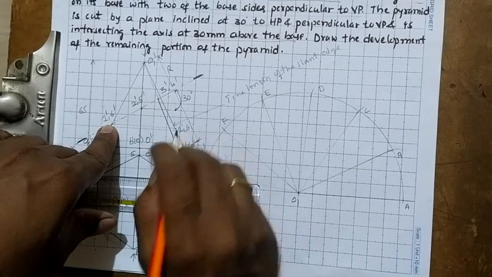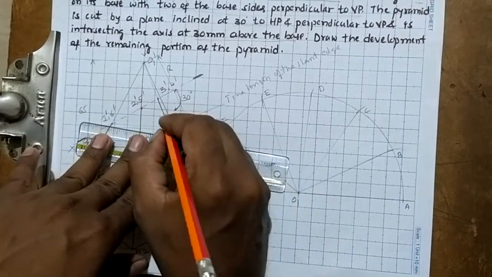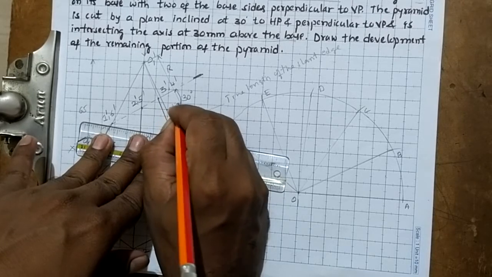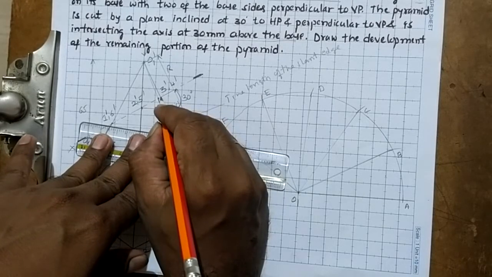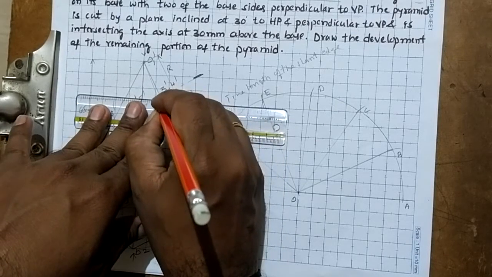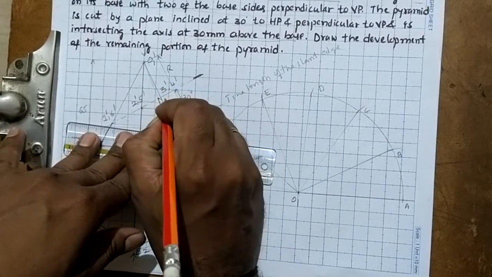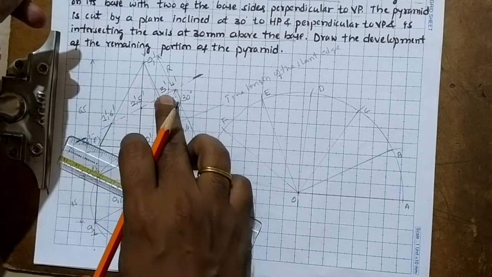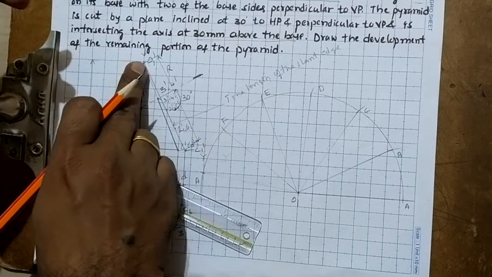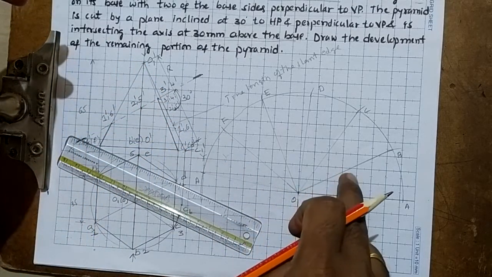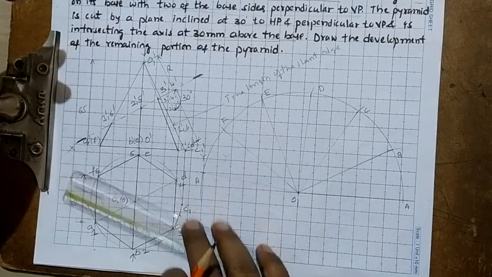Okay, these two points, then you transfer here. Then these points are 2 1 dash and 5 1 dash, and 3 1 dash and 4 1 dash. Okay, all these section points, measured on the true length of the slant edge, are marked on the corresponding slant edges.